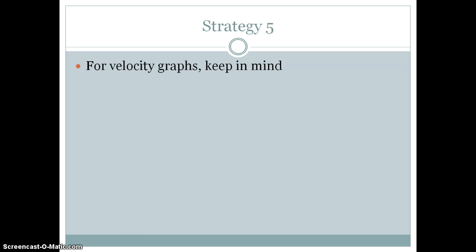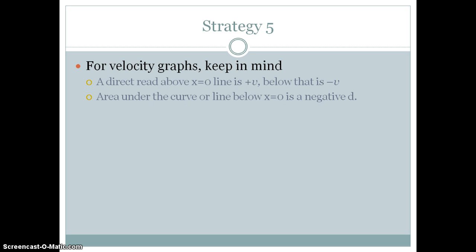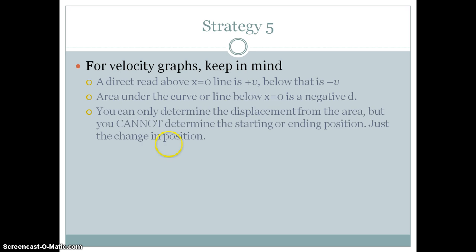And strategy 5 involves velocity graphs especially. So for velocity graphs, there are 3 things to keep in mind. Number 1, and you'll see little pictures to make sure this makes sense. A direct reading above the 0 x-line is positive velocity, below it's negative velocity. The area below the x equals 0 line is negative displacement. And here's the big one. You cannot determine the starting or end position, only the change, from looking at the area.